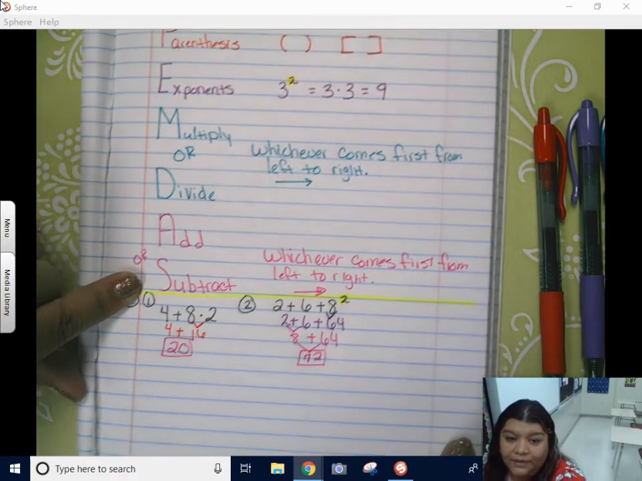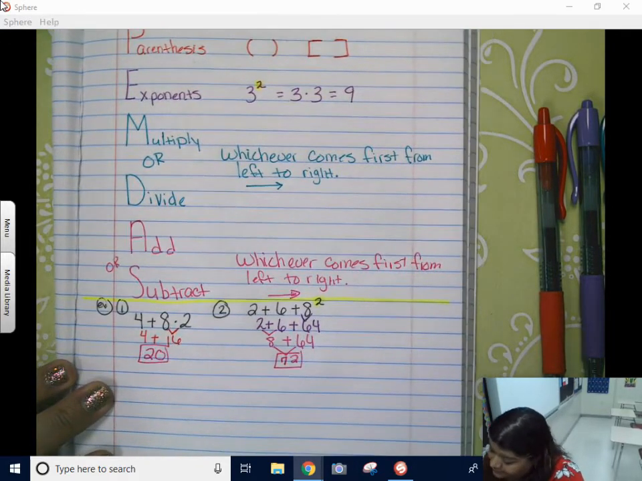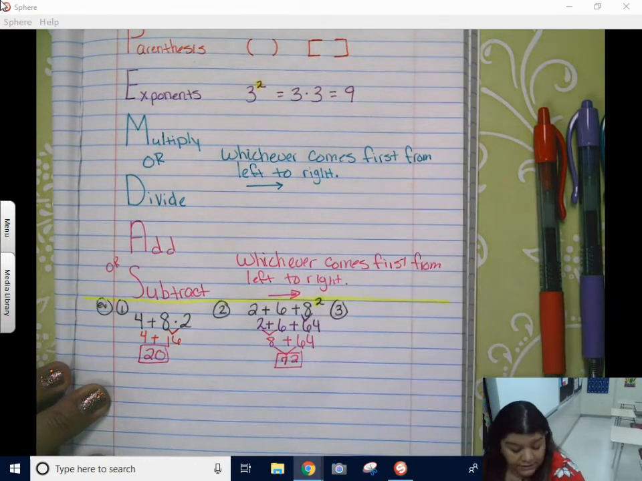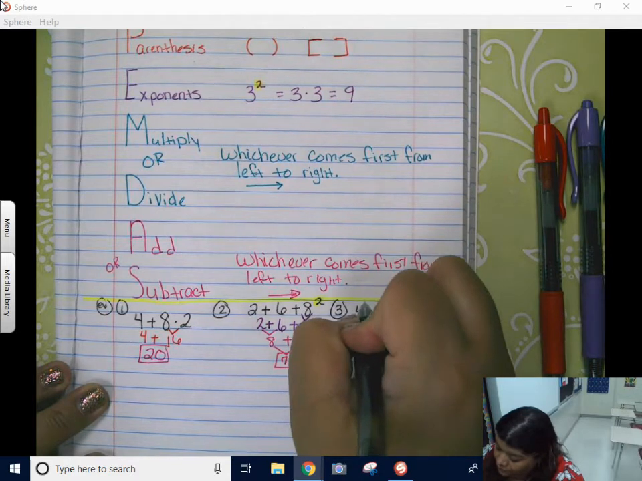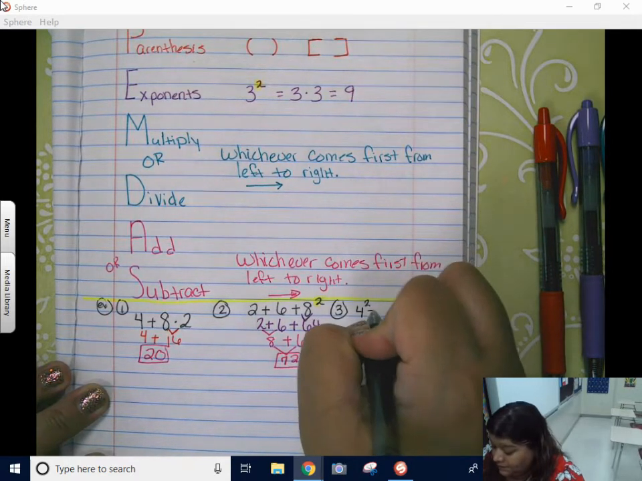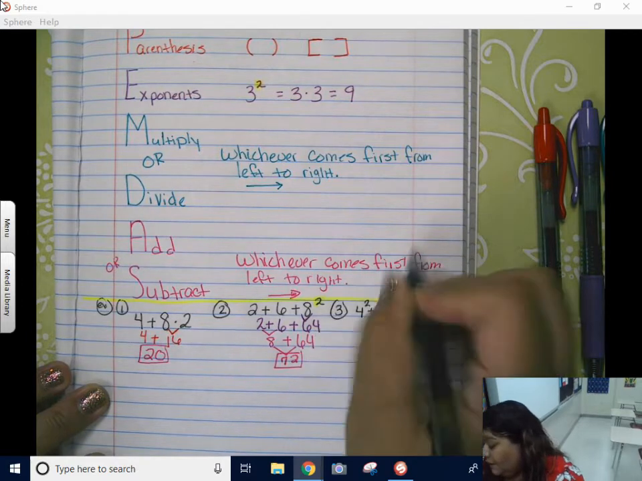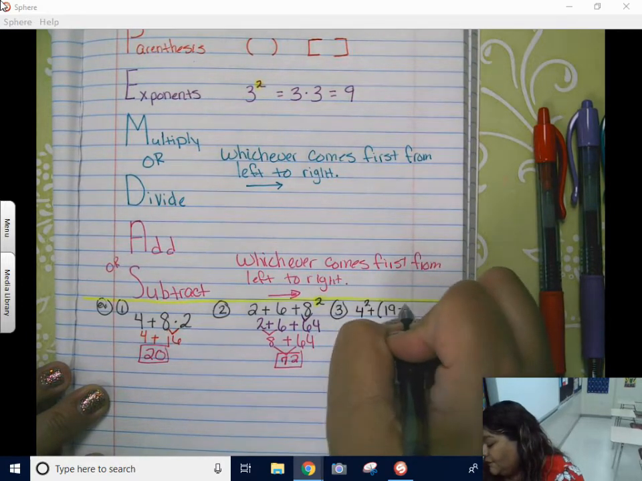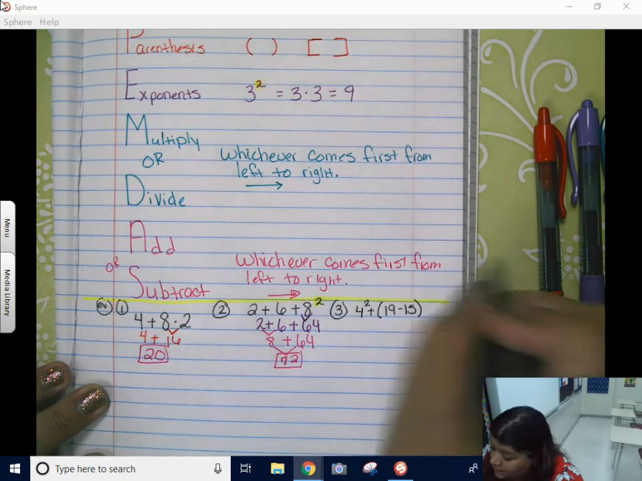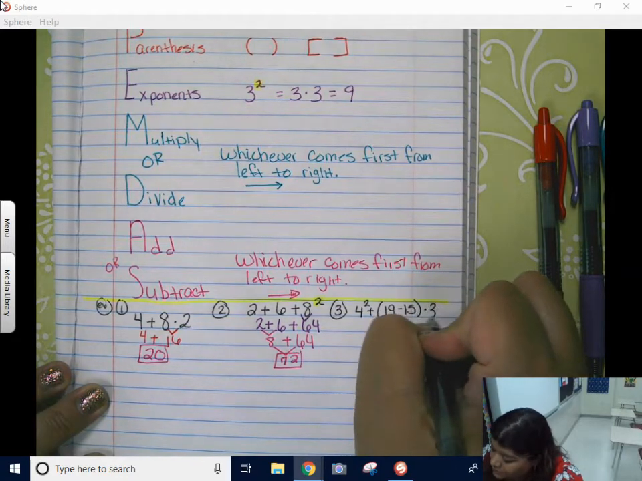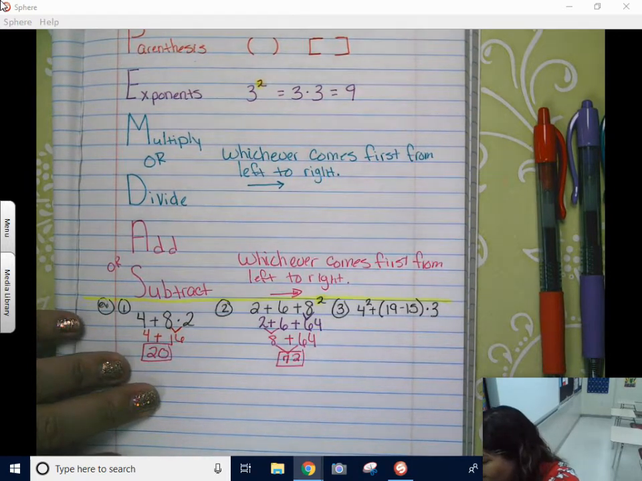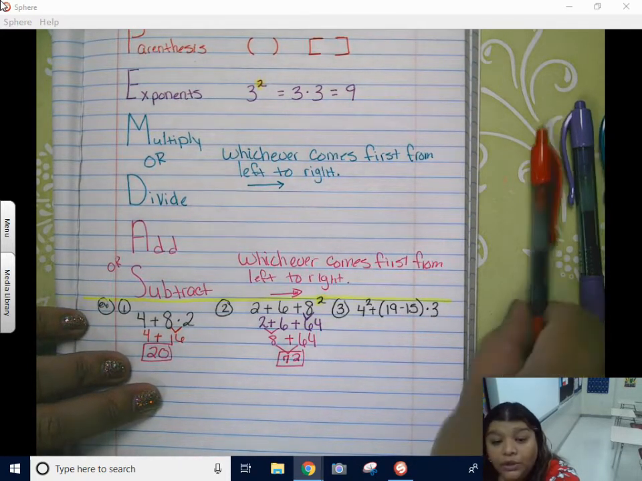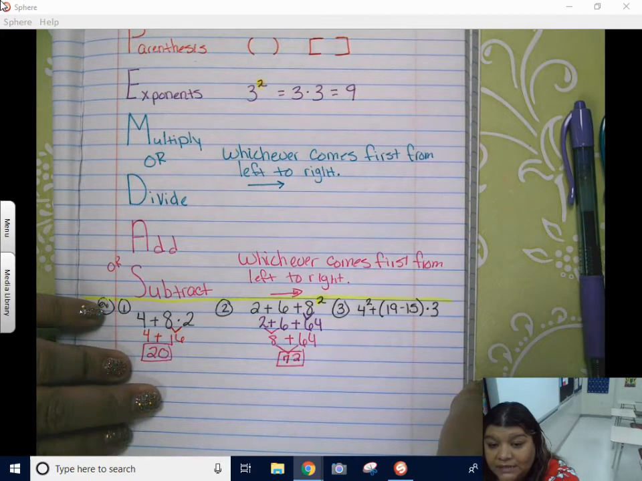Remember it now? Okay. Then let's go a little harder. Let's do 4 squared plus, parenthesis, 19 minus 15, close it, times 3. Okay. So now we can go ahead and work it out. Let's go 4 squared plus parenthesis 19 minus 15, parenthesis closed, times 3.